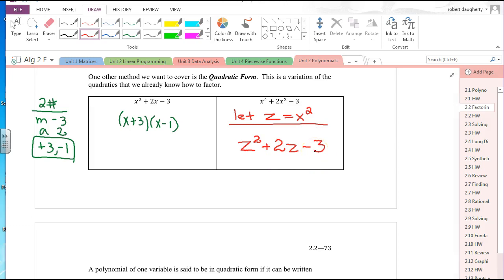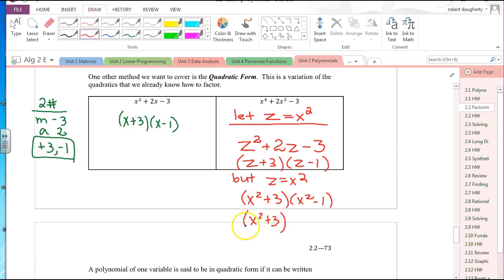Now what is that equation? It's the same equation you see over here. So this is what? Z plus 3 times z minus 1. That's a quadratic equation. But remember, z is equal to what? Yeah, z is equal to x squared. So this is really x squared plus 3 times x squared minus 1. Is that completely factored? No, one of those can be factored again. Yeah, this is x squared plus 3, x minus 1, x plus 1.